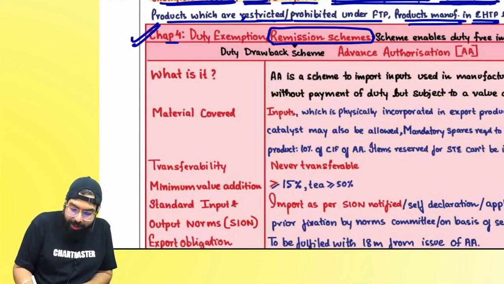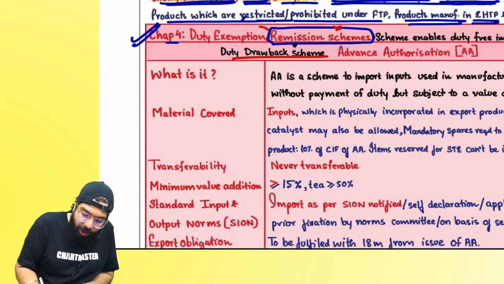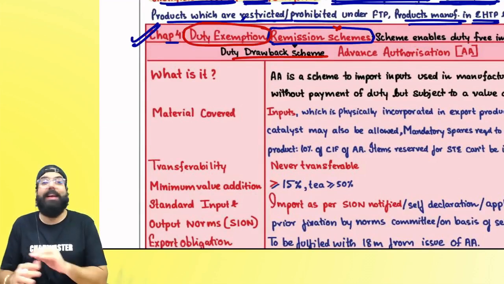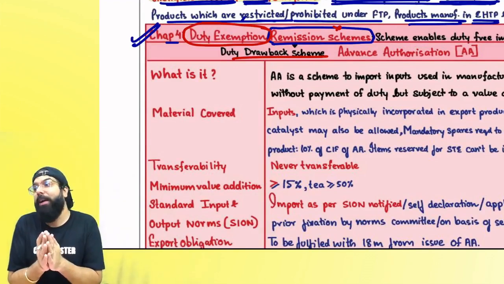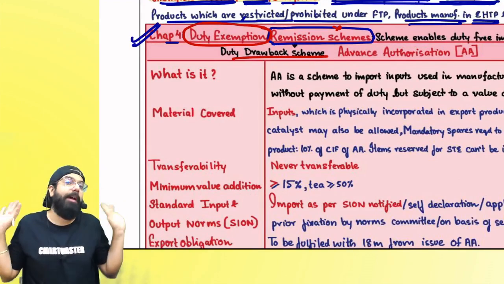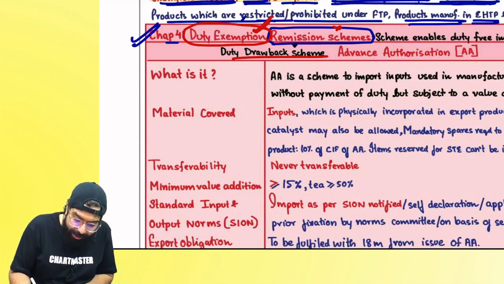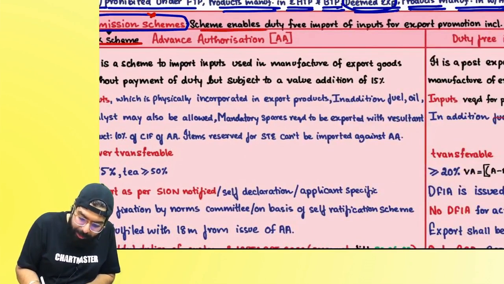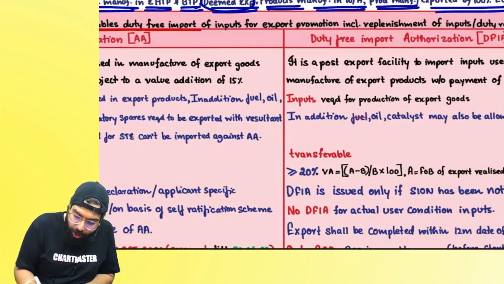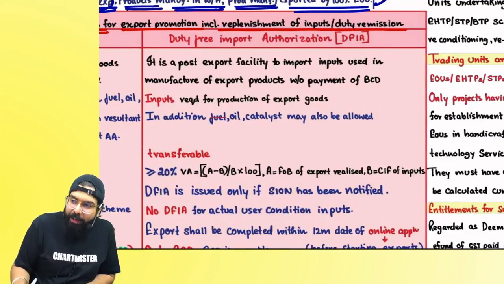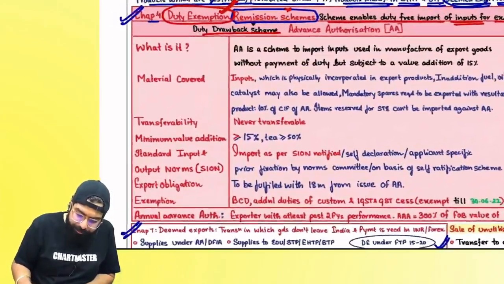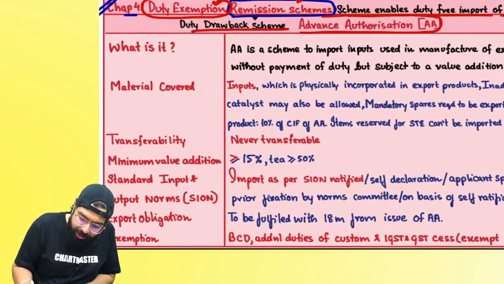We are now not talking about remission scheme. We are talking about duty exemption. He's telling, sir, remission and all is not required. I will not pay, and I will not take back either. That is duty exemption. Duty exemption enables duty-free import of inputs for export promotion, including replenishment of inputs or duty remission. One scheme is the advance authorization scheme.